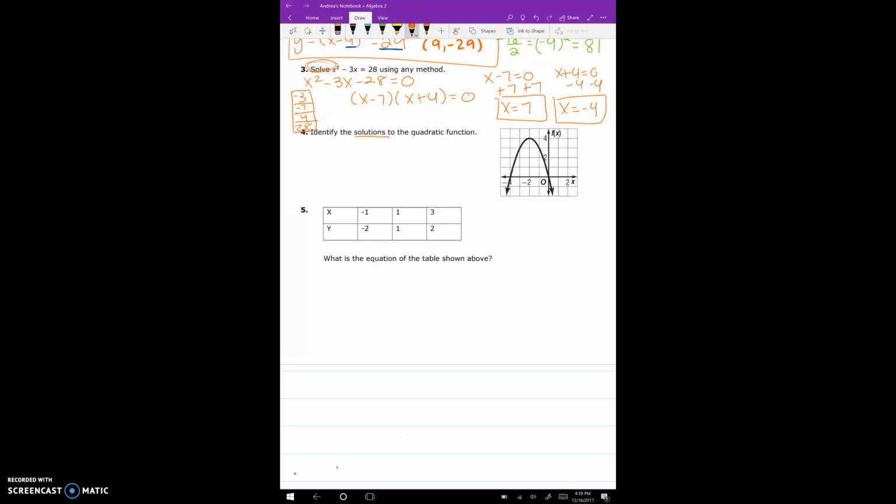Realize what solutions means. There's many different words for this. Solutions, x-intercepts, roots, and zeros. They all mean the same thing. So just make sure that you're aware of that whenever you're answering a question that asks you what are the solutions. So the solutions is where my graph crosses the x-axis. So I have 2 points here and here. So my solutions are going to be x equals -4 and x equals 0.